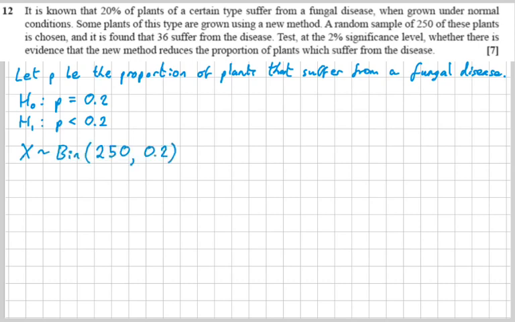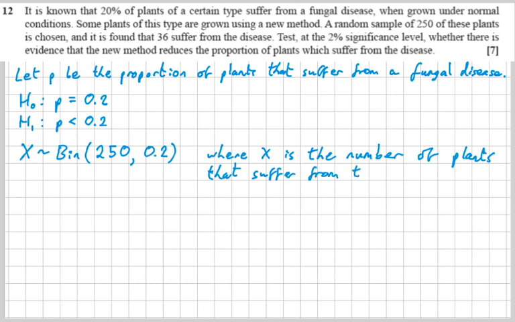Now, we're going to create a random variable called x, where x is the number of plants from a sample that suffer from the fungal disease. And that particular x is binomially distributed. We've got 250 as our n, and a chance of success under H0 of 0.2. Success here is having the disease. You might not think of that as a success, but statistically that's what we're defining as success here. Does it have the condition or not?